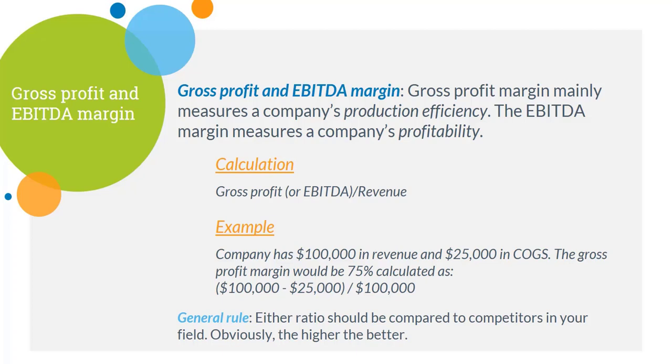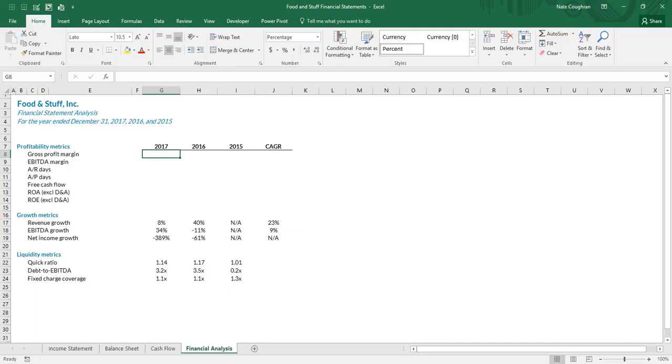So let's go ahead and go back into our spreadsheet, and let's calculate the gross profit margin and EBITDA margin, and let's analyze that at this particular company, Food and Stuff. All right, so we're back in our spreadsheet, and we need to calculate the gross profit margin and the EBITDA margin. So before we do any calculations, let's just go back to our income statement and make sure that we're looking at all the right things.